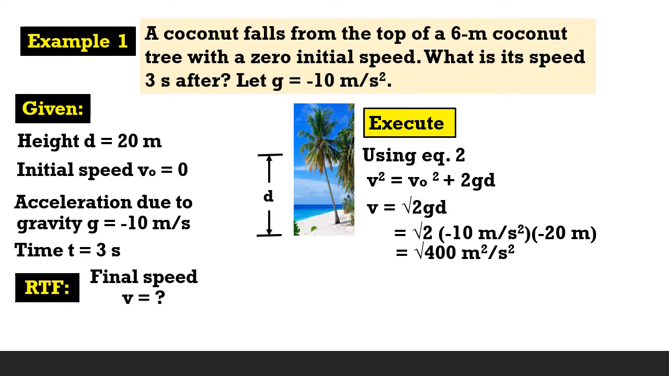And so we get, for the value of the final velocity, negative 20 meters per second. But since what we need is the final speed, we have final speed v equals 20 meters per second. All right?